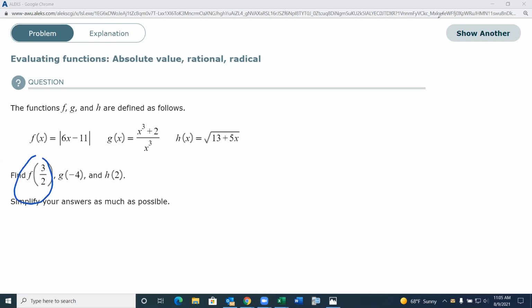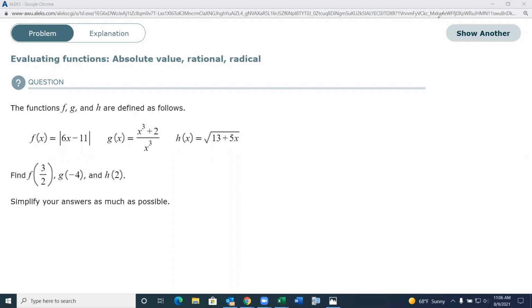So this right here says, go to the f function, which is this guy here, and plug in 3/2 for x. Or in other words, and this is important to remember and to keep in mind, this means when x is 3/2, what's y in the f function? When x is -4, what's y in the g function? When x is 2, what's y in the h function? So you plug in an x, and the function spits out a y value.